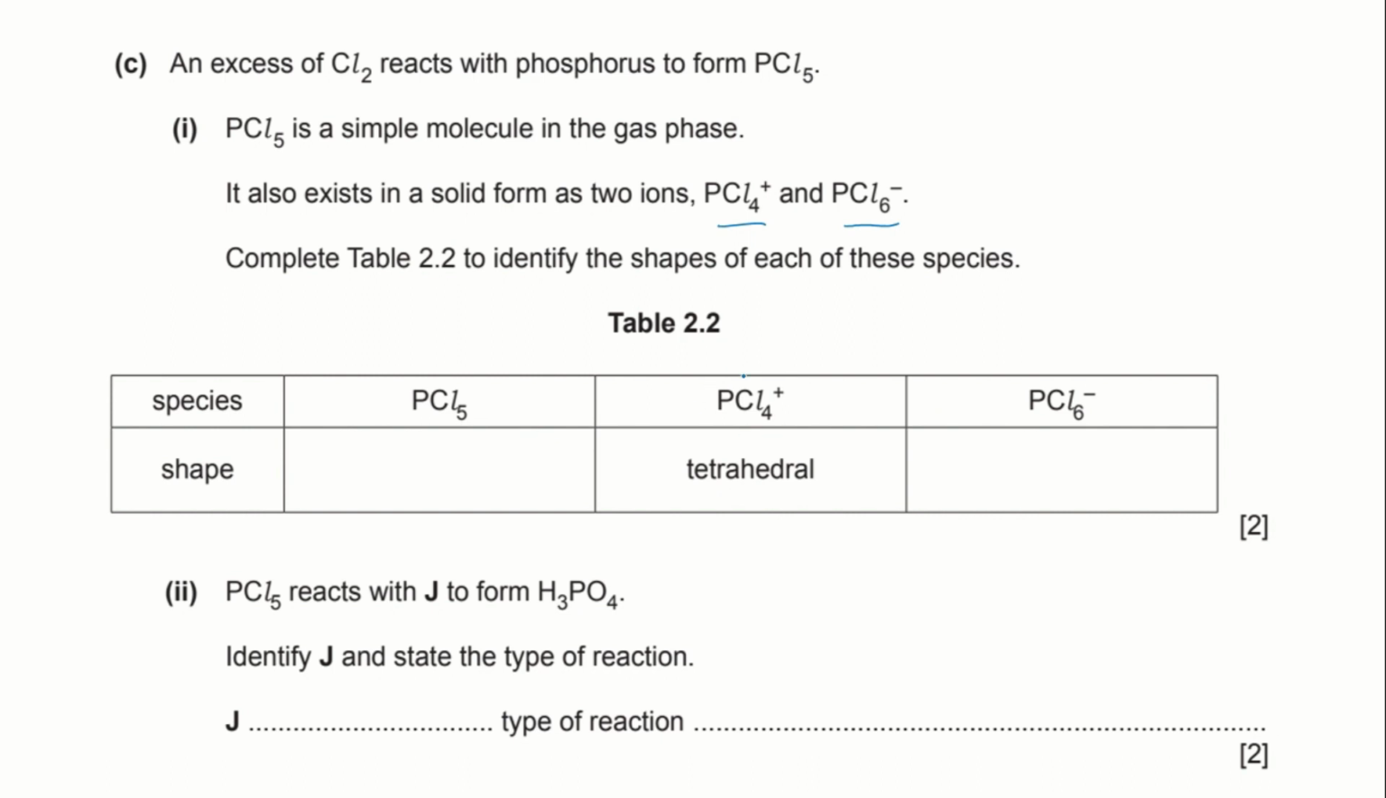Now PCl4+ is tetrahedral. That means in PCl4+, the P has no lone pair and is bonded to 4 Cl. So we have equal repulsion between the 4 bonding pairs. The shape is tetrahedral. So moving to the left, we have extra 1 Cl bonded to the P in the middle. So no lone pair.